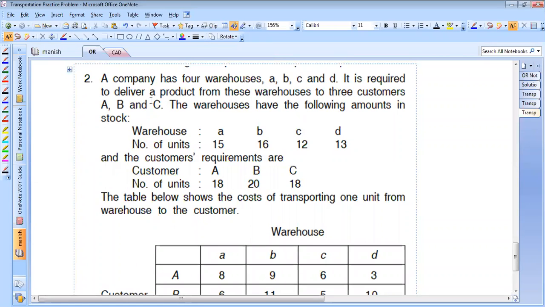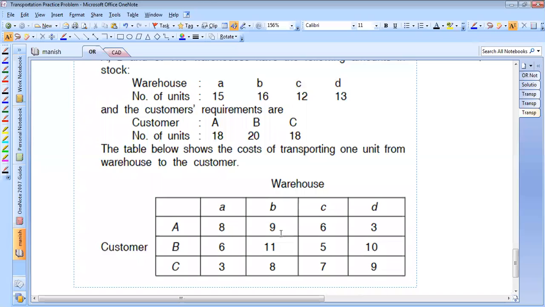Anyhow, let us see. A company has 4 warehouses A, B, C, and D. It is required to deliver the product from these warehouses to 3 customers A, B, and C. See, sometimes there may be a problem like this. The same names they can use, small ABC for warehouses and capital ABC for customers.